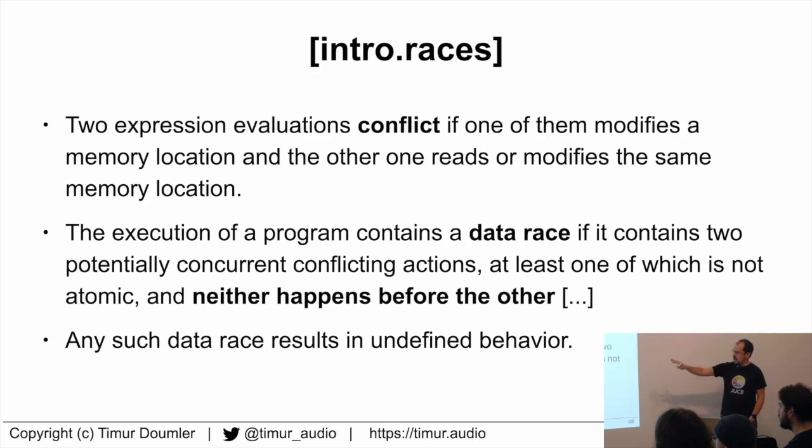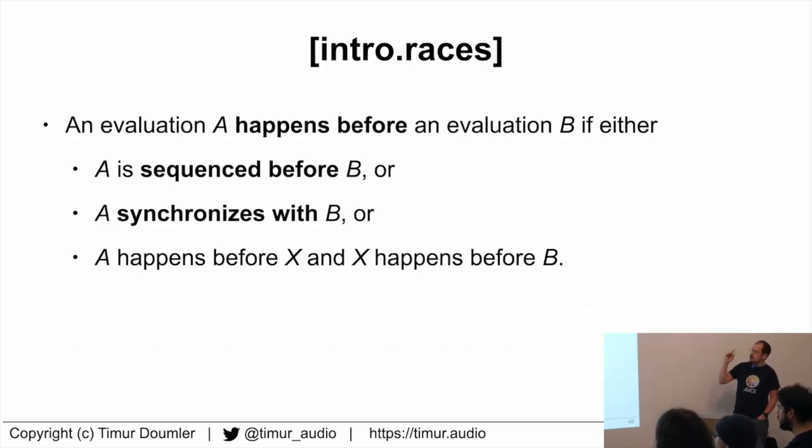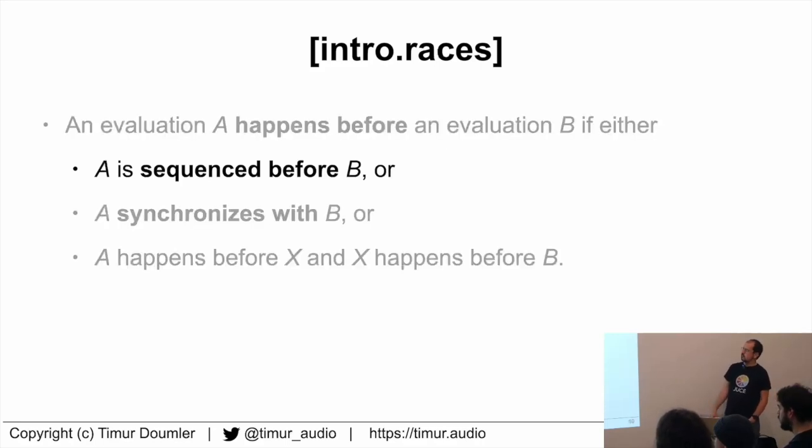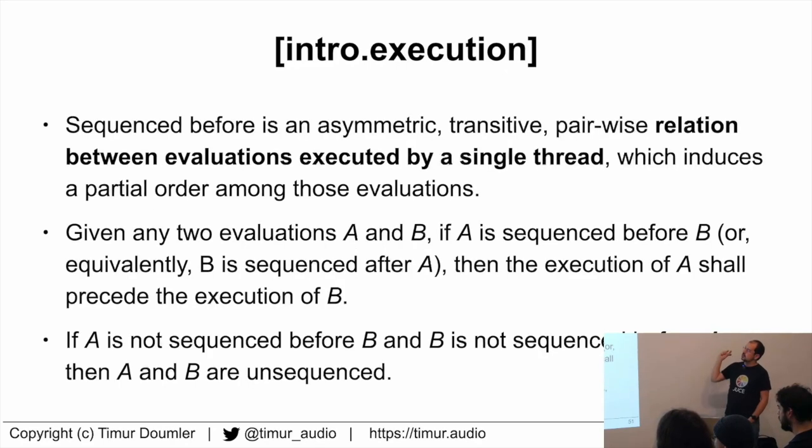And so what does this "happens before" mean? An evaluation A happens before an evaluation B if it's either sequenced before B or synchronizes with B, and then it's also transitive. So what does that mean, sequenced before and synchronizes with? Sequenced before, that's the easy one. That's kind of intuitive. This is the specification.